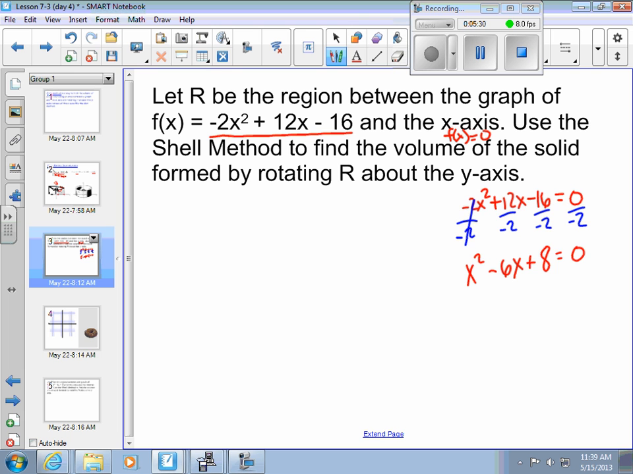Looks like now we could do this one with factoring. What's going to multiply to +8 and add to -6? That would be -2 and -4.